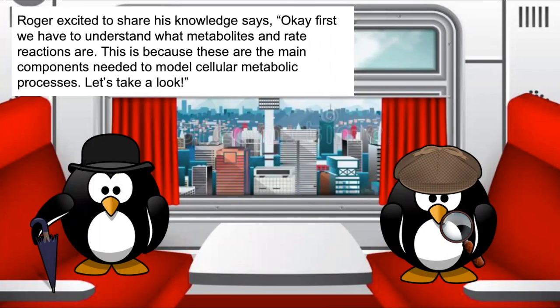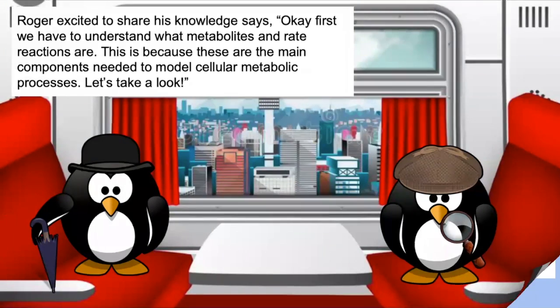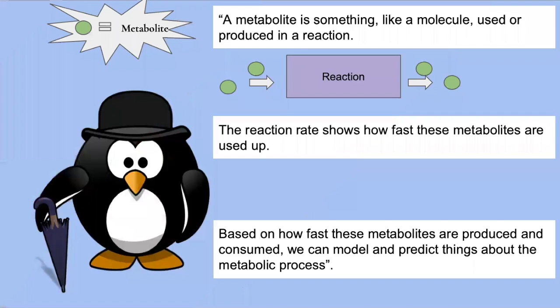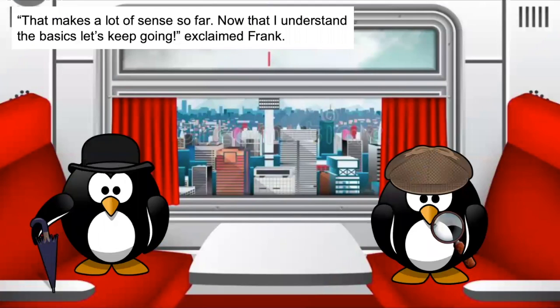Roger, excited to share his knowledge, says, Okay, first we have to understand what the metabolites and reaction rates are. This is because these are the main components needed to model cellular metabolic processes. Let's take a look. A metabolite is something like a molecule used or produced in a reaction. The reaction rate shows how fast these metabolites are used up. Based on how fast these metabolites are produced and consumed, we can model and predict things about the metabolic process. That makes a lot of sense so far. Now that I understand the basics, let's keep going, explained Frank.